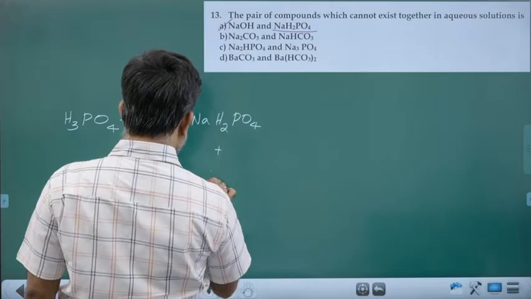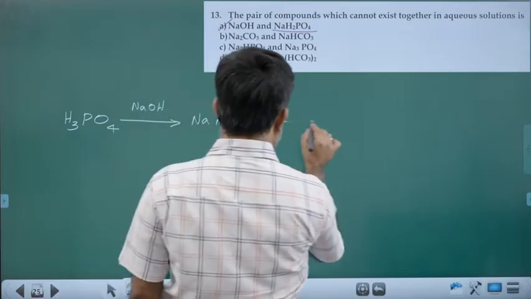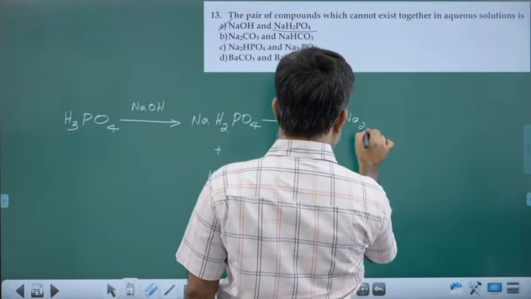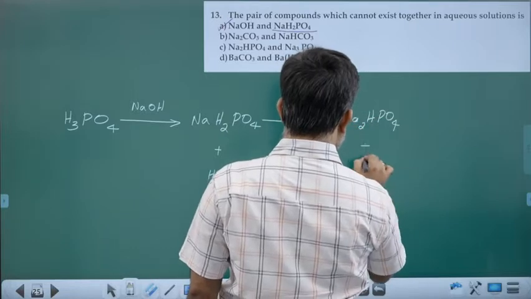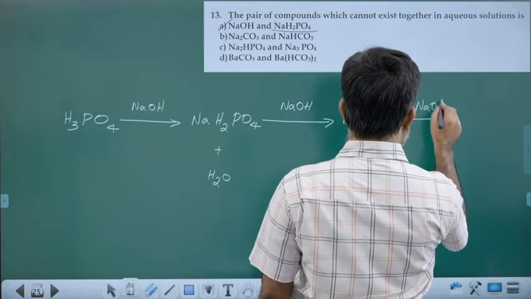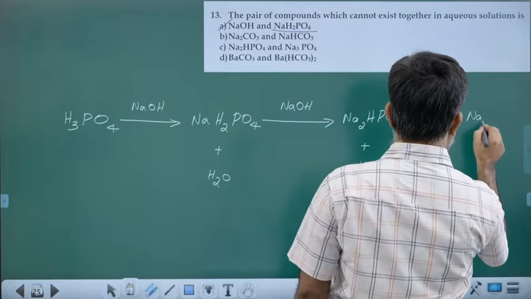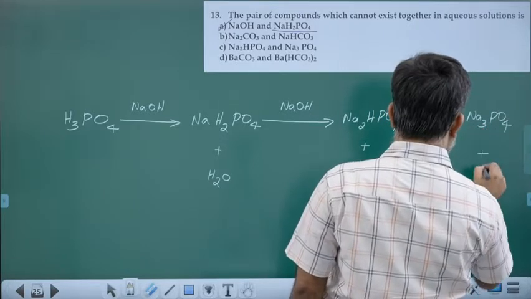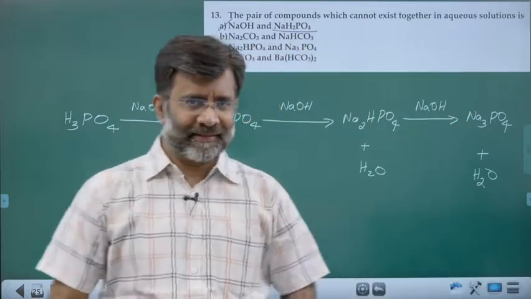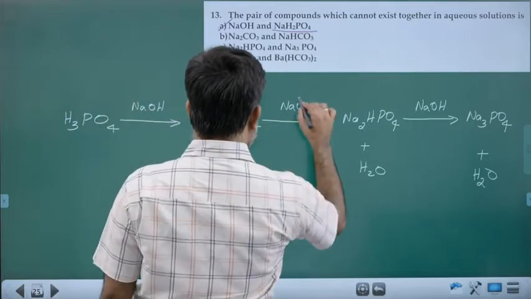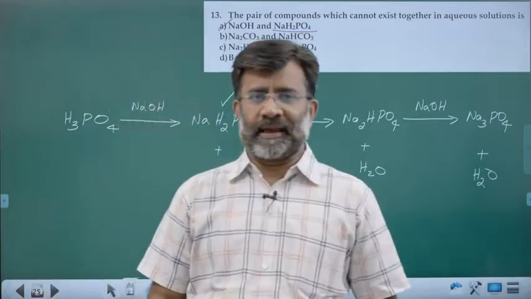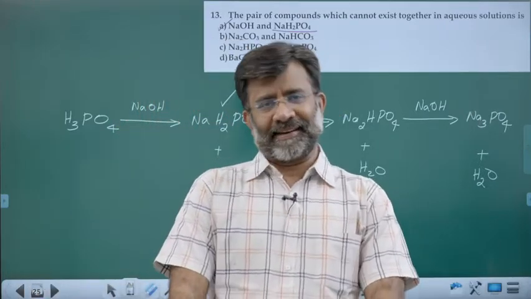NaH2PO4 plus H2O. Now, it can further react with NaOH and you will get Na2HPO4 plus water, second term neutralization. It can further react with NaOH and you will get Na3PO4, the last salt, plus water. So the reaction will proceed up to that. So whenever you are taking a combination of this along with this, there will be reaction and they cannot exist together. They will react and you will get a product. And that itself is the answer.